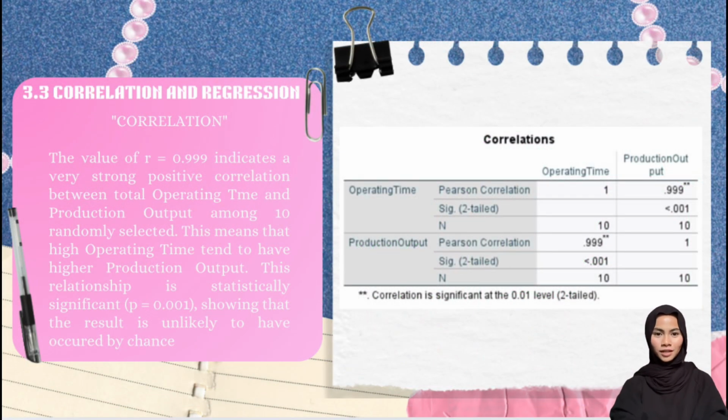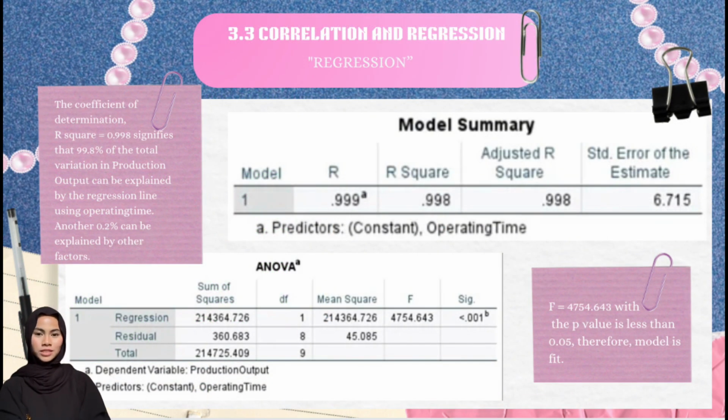The correlation coefficient R equals 0.999, which indicates a very strong positive correlation between operating time and production output. This means that as operating time increases, production output also increases. The result is statistically significant with a p-value of 0.001, showing that the relationship is unlikely to occur by chance. The R-squared value is 0.998, meaning that 99.8% of the variation in production output can be explained by operating time. The remaining 0.2% of the variation may be due to other factors not included in this model.